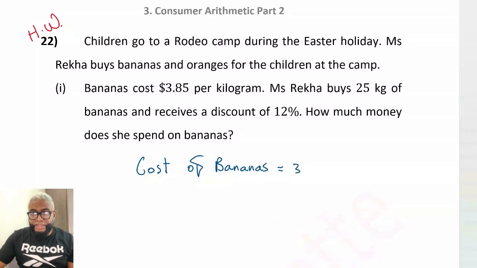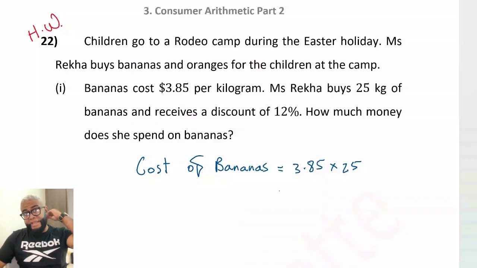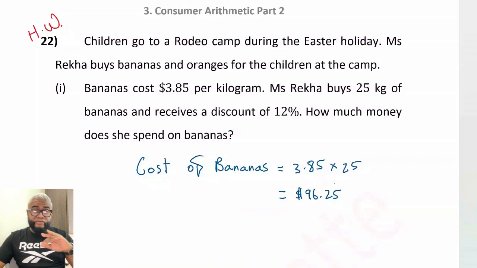Bananas. Right, so it'll be 385 multiplied by 25. What are we getting here? 96.25. Right. Now, what's going on here? She sees a discount of 12%. How much money does she spend on the bananas?